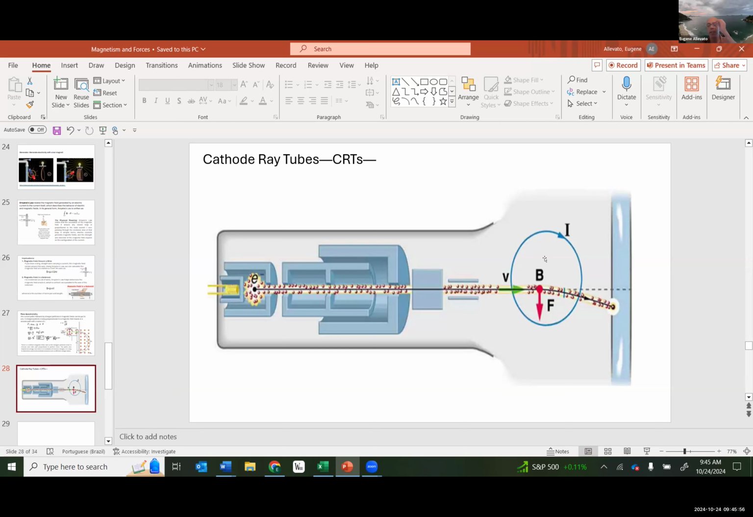But as a magnetic field is being applied, it creates a force that, if the charge is positive, goes in one direction. If it's negative, it goes symmetrically to the other direction, going upwards. And so you can understand that now.